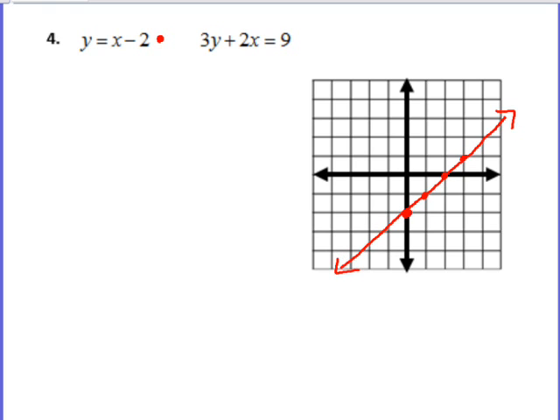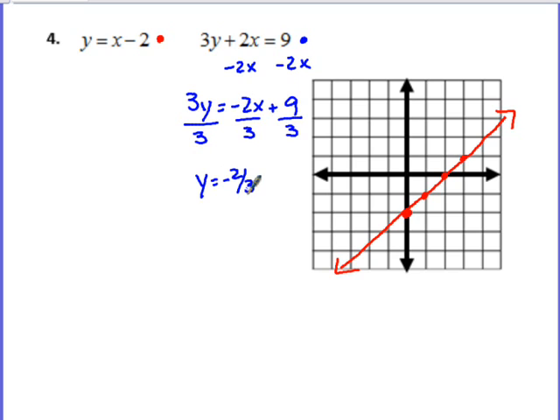Now this second equation is not ready to be graphed yet, because I can only graph things when they're solved for y. So I have to actually get y by itself here. Remember, 2 steps. First step is move the x, so I'm going to subtract 2x from both sides. Now I have 3y equals negative 2x plus 9. Step 2 is divide. So I divide by 3, divide by 3, divide by 3. Y is going to be equal to negative 2/3 x plus 3.